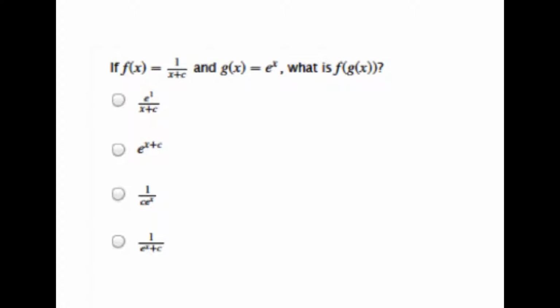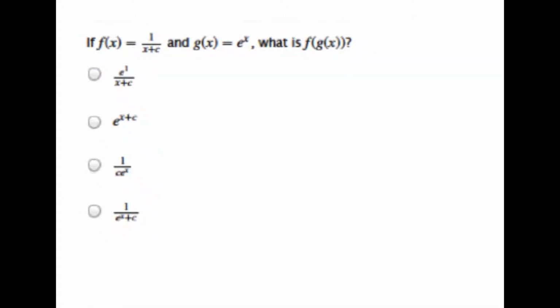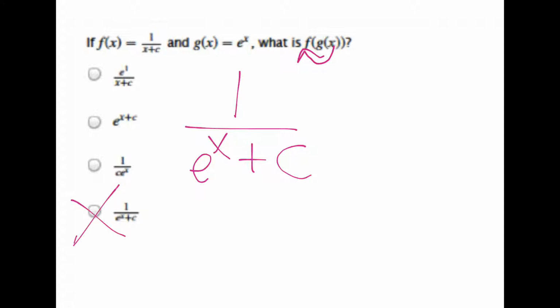Alright. I'm not sure if y'all remember, but this means take G and plug it into F. So we're going to take e to the x and just plug it into the x. So we get 1 over e to the x plus c. And that's your answer.